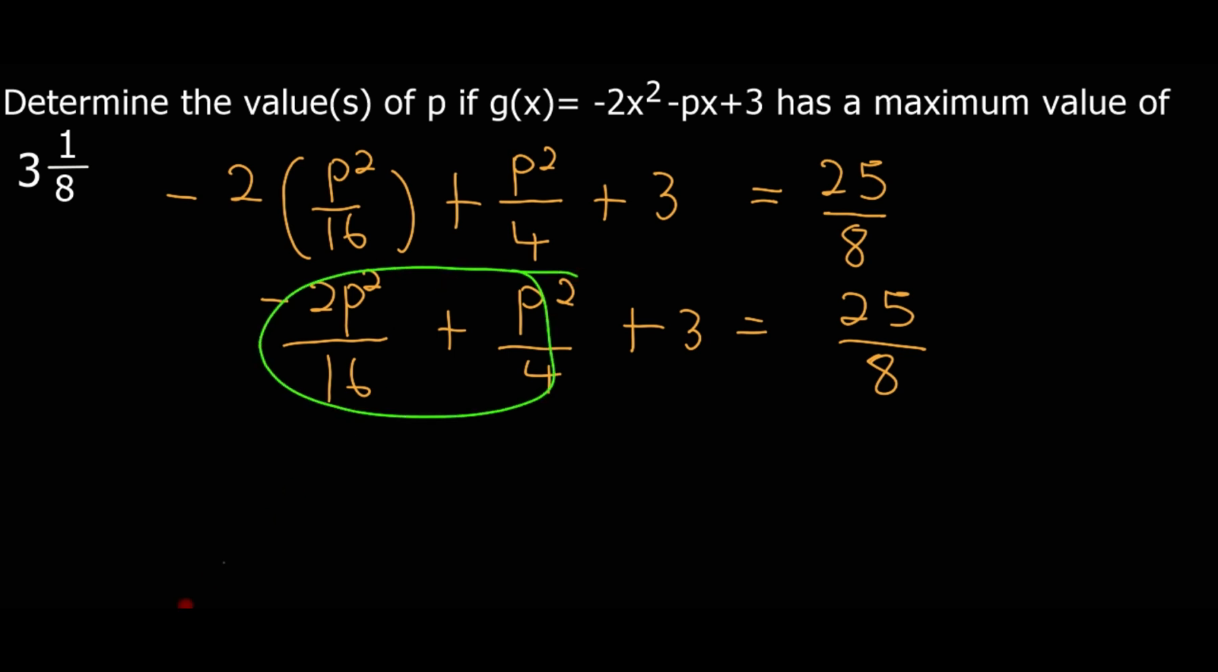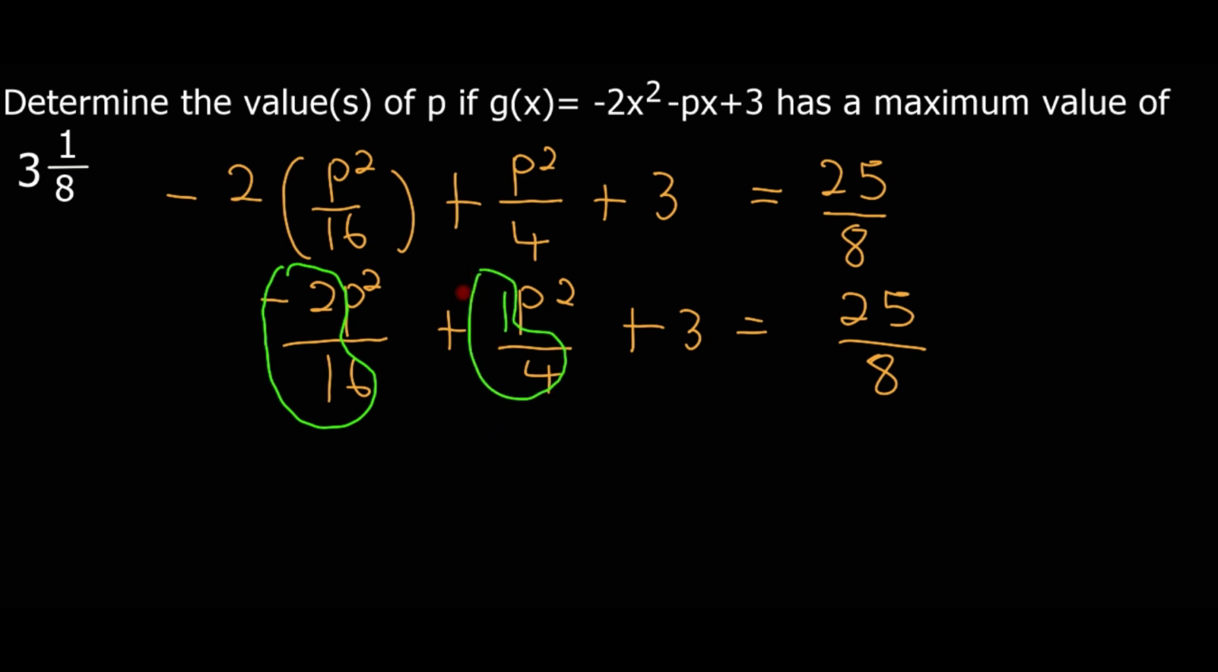Because these are like terms, all that I can do is add them. Adding them, we have negative 2 over 16 plus 1 over 4, which gives 1 over 8. Because we have p squared, it is the same as p squared over 8. We take this 3 to the other side, so we have 25 over 8 minus 3, which gives 1 over 8. So from there it is all about solving for p.